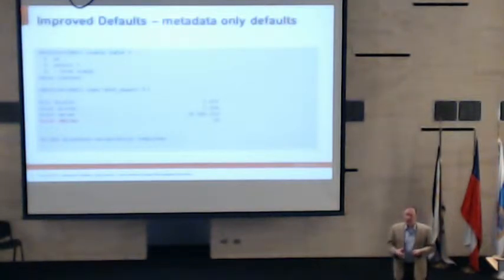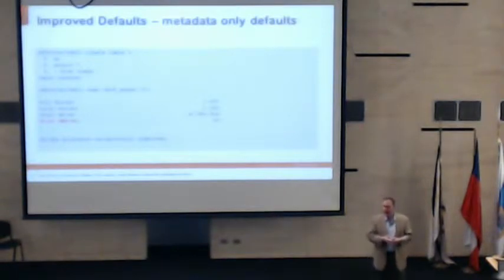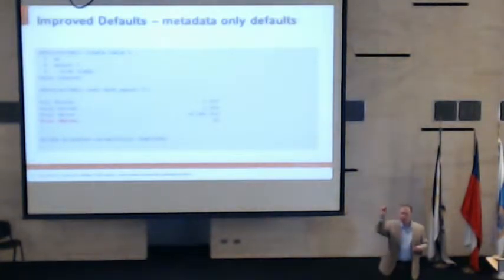In version 11, if you altered a table and added a column with a default value and specified that column is not null, we would do what was known as a fast add column. We would lock the table, add the metadata for the column, and remember the default value in the data dictionary, and then commit.